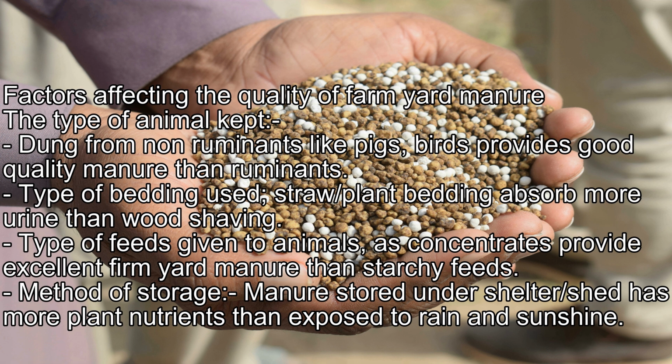Factors affecting the quality of farmyard manure. The type of animal kept. Dung from non-ruminants like pigs and birds provides better quality manure than ruminants. Type of bedding used. Straw/plant bedding absorbs more urine than wood shavings. Type of feeds given to animals, as concentrates provide better farmyard manure than starch feeds. Method of storage. Manure stored under shelter/shed has more plant nutrients than that exposed to rain and sunshine.